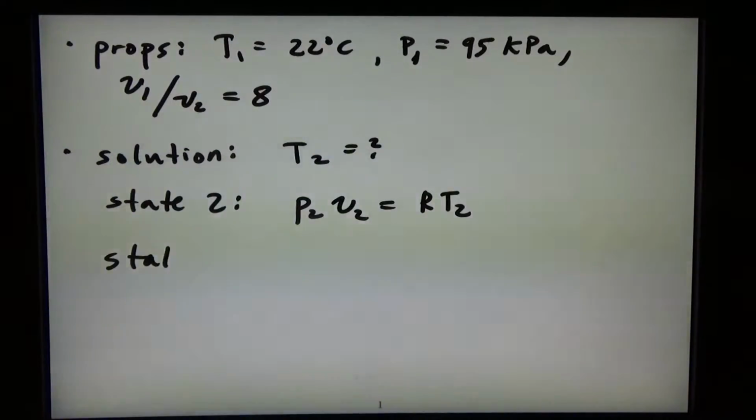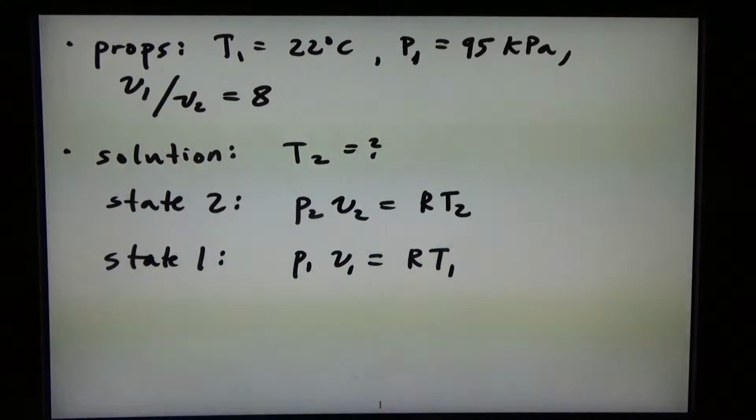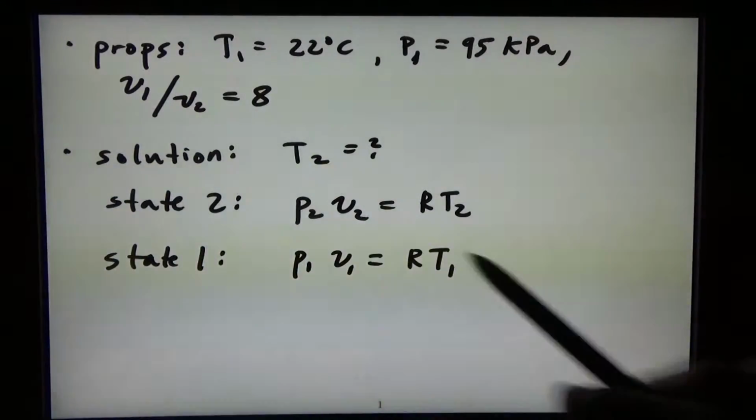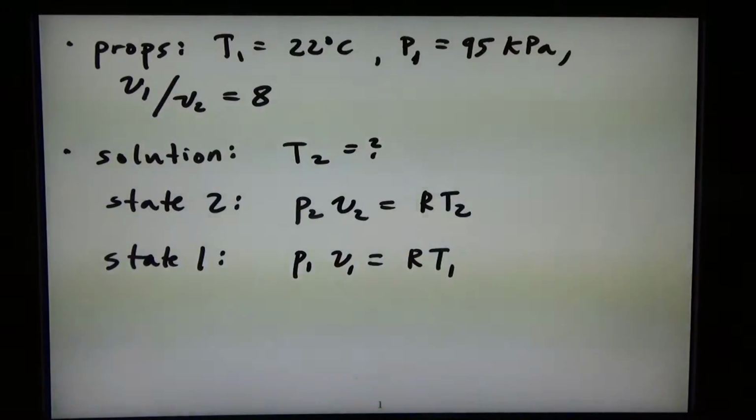Also, we could look at state 1. At state 1 we could solve for the specific volume, because we know T1 and P1 and R. Then we could use the ratio of specific volumes to find V2. But still, at state 2, if we're looking for temperature, we would need the pressure, which we don't have. Another thing we could try is to use the fact that for an ideal gas process, the ratio of PV over T is constant.